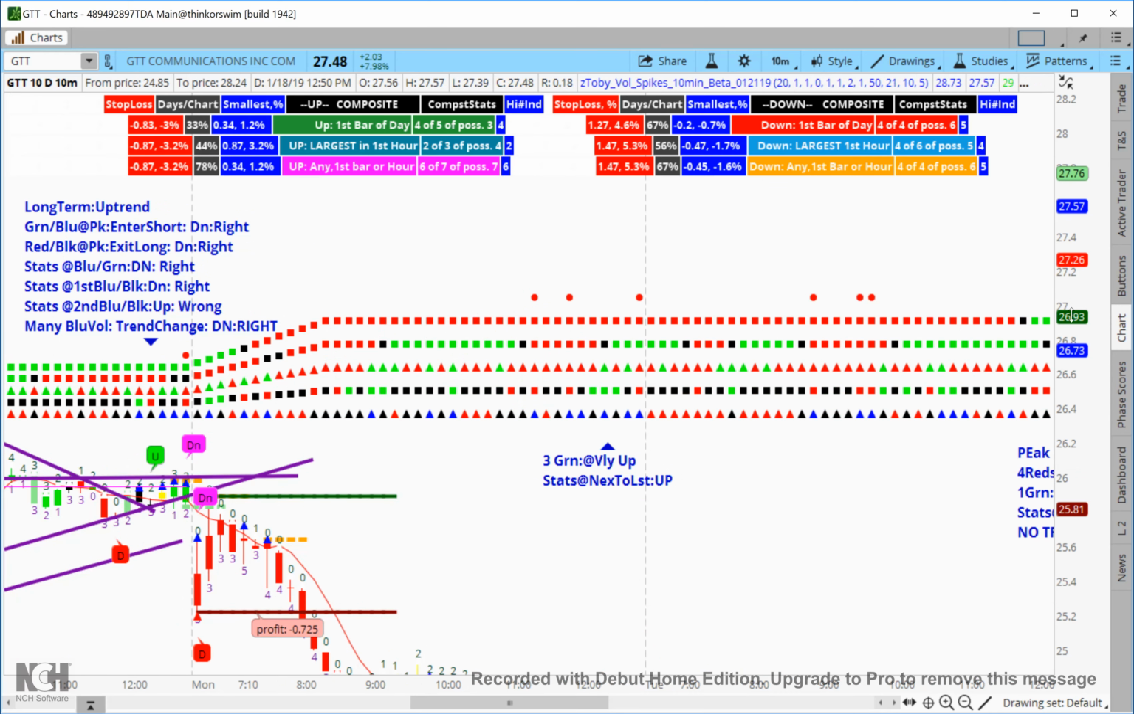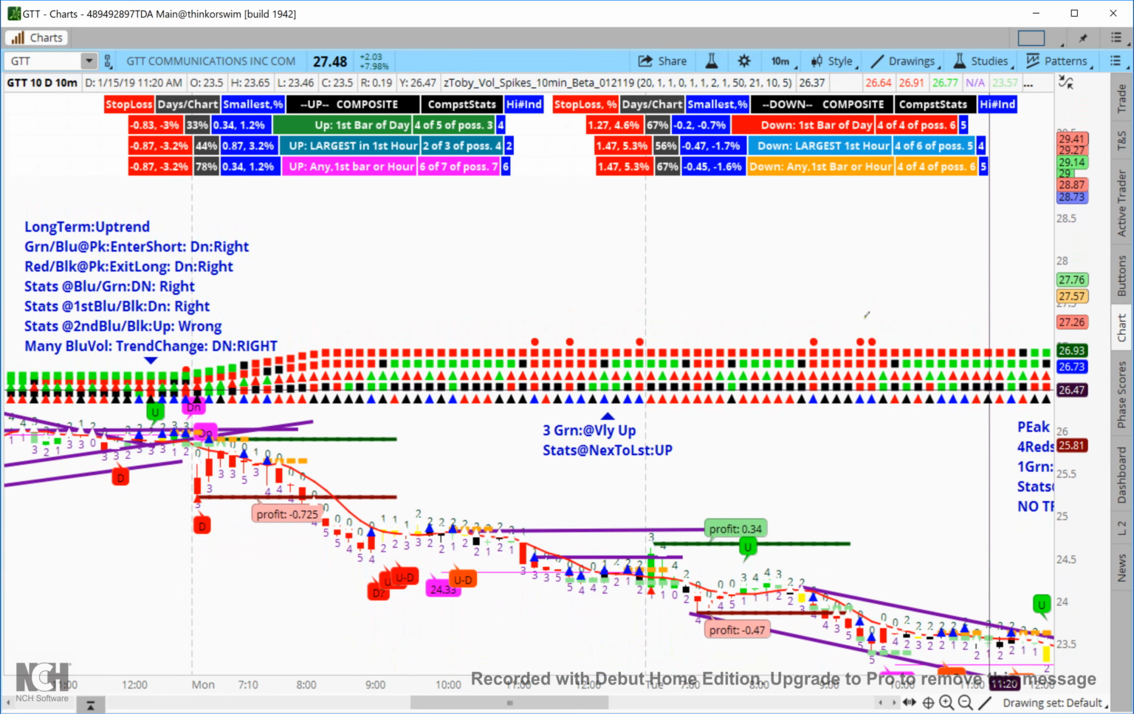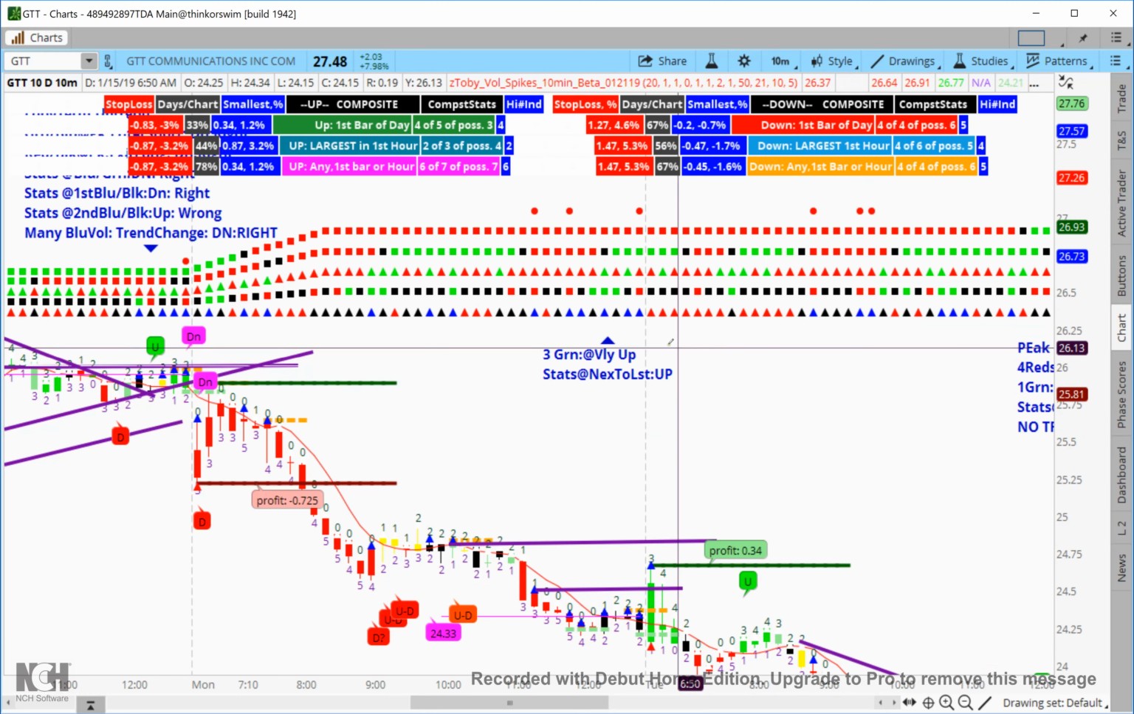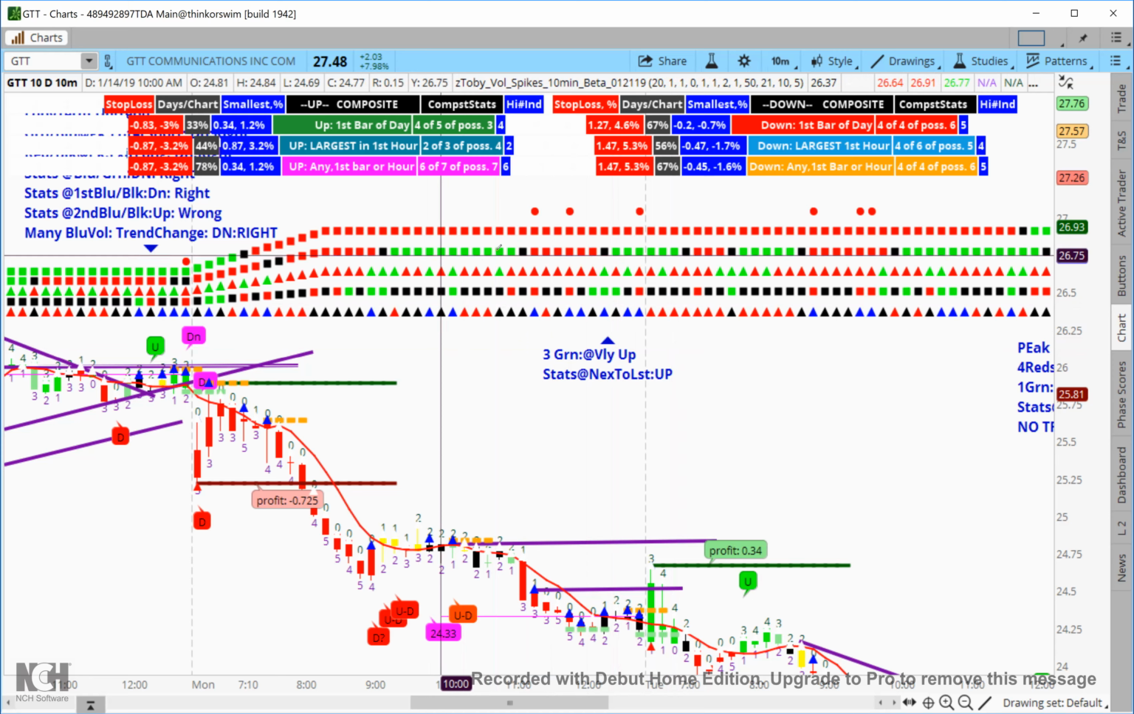This one looks like it might be an easy one. I hope so. We're due for an easy one. Okay. So it's going up, hit the peak, going down, hit the valley.